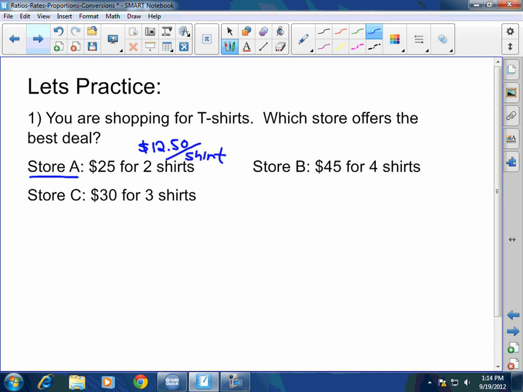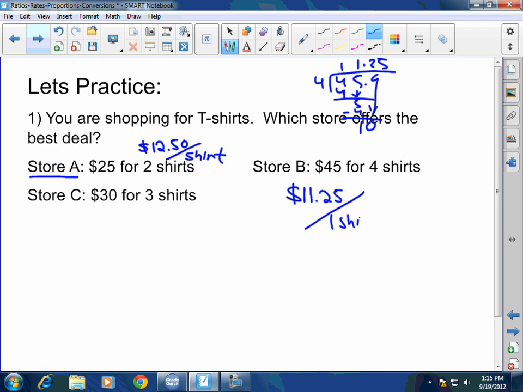What is the price for store B? 45 divided by 4. Don't worry, just do it out here. 4 goes into 45 eleven times, decimal, and then 1, 2. Whoever said that is correct. 11.25 is exactly right. So that's $11.25 per one shirt.